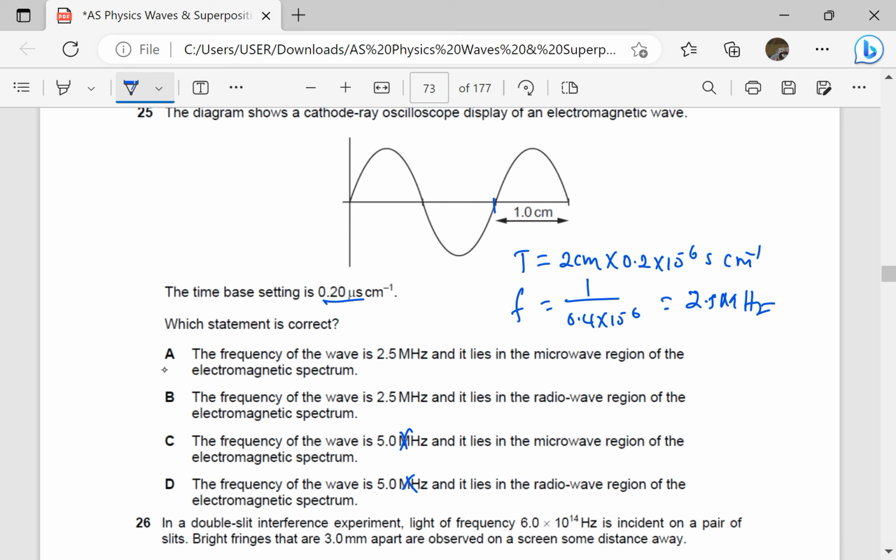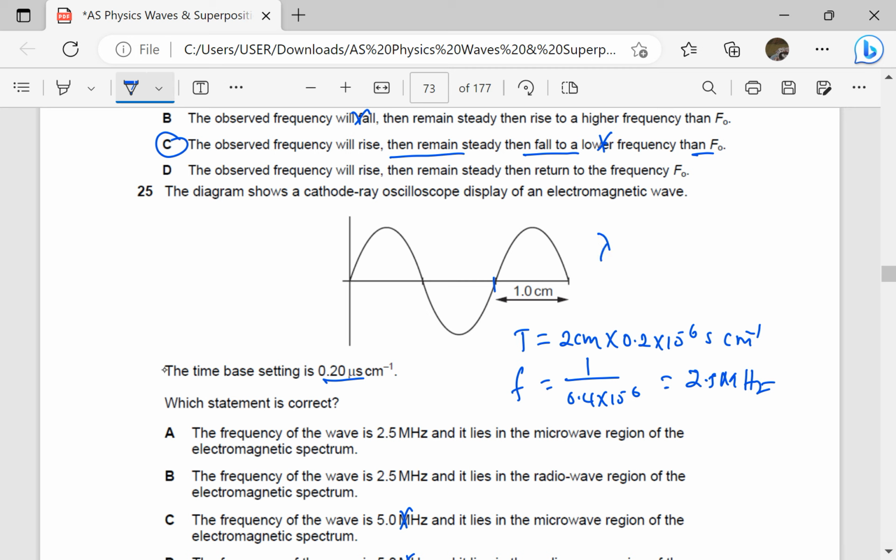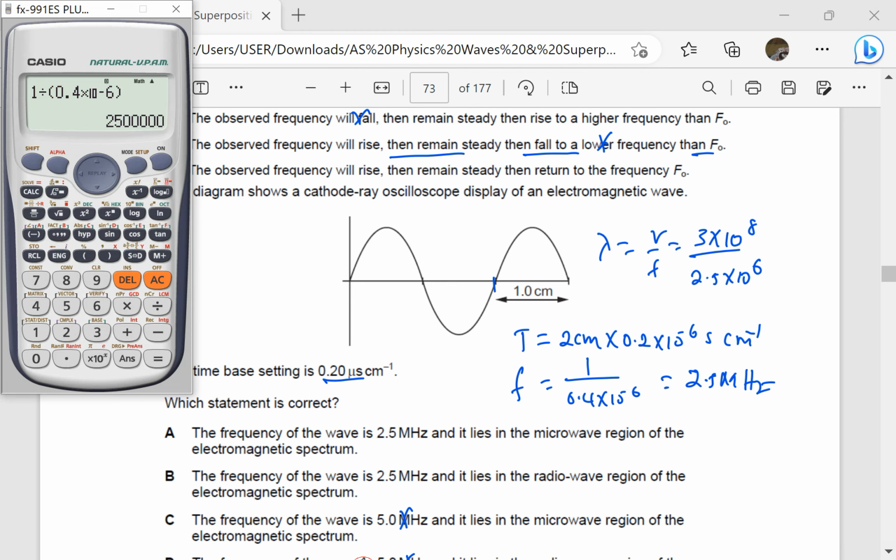Then the region. It lies in the microwave region and it lies in the radio wave region. Let's check this. Wavelength is equal to V over F. It is electromagnetic, so 3 times 10 power 8 over F, which is 2.5 times 10 power 6. So we have 3 exponent 8 divided by the answer. That is 120. That is automatically radio wave.